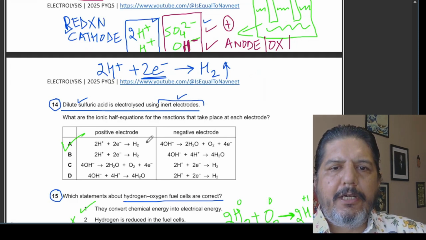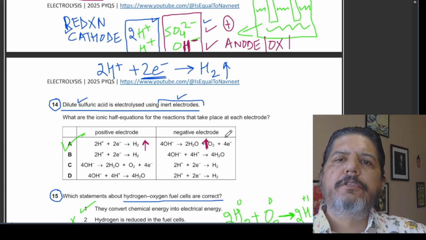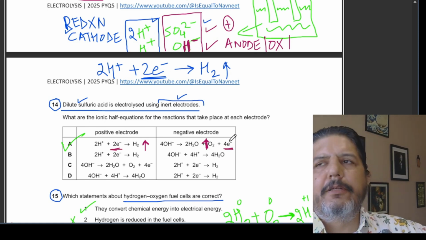So this is the reaction we have. At the negative electrode, hydrogen gets liberated, and at the positive electrode, oxygen gets liberated. Of course, because this is an MCQ, they have shown 2 electrons here, and they have shown 4 electrons here.